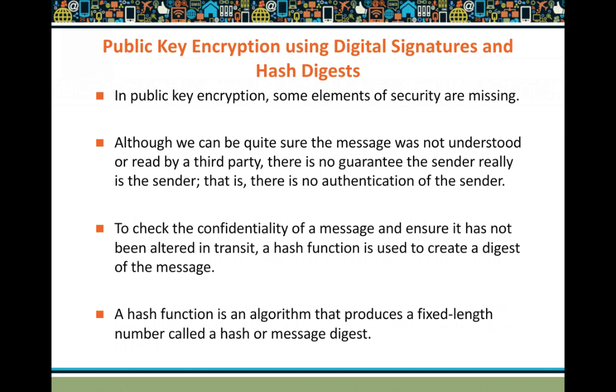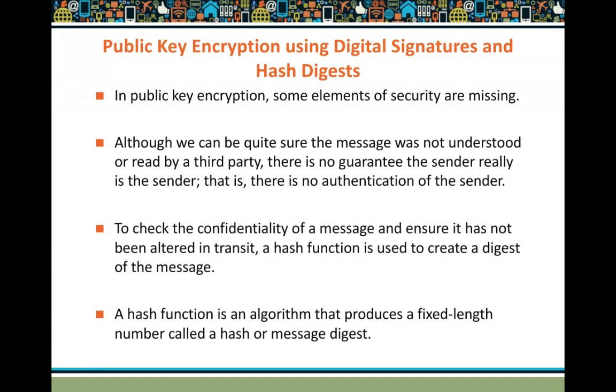So the basic function of a digital signature is to authenticate the source. If we have a message with a digital signature of the source end, then we can assure that this message is coming from this valid source. Okay, that is the purpose of a digital signature. And a hash digest is basically a hash code that is used in order to assure that the message has not been altered during transit.